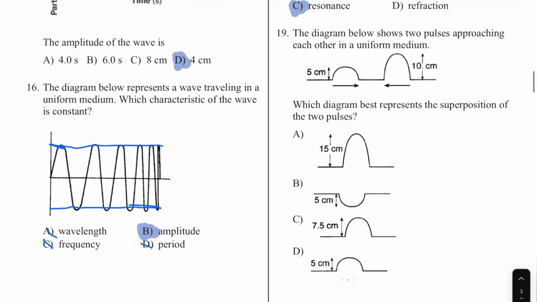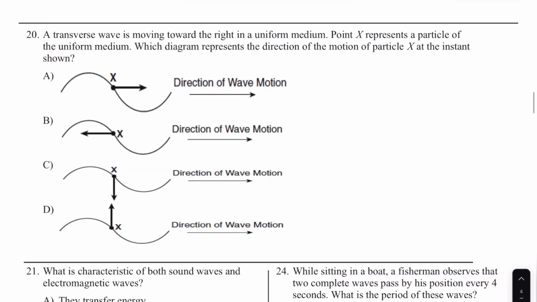19. The diagram below shows two pulses approaching each other in a uniform medium. Which diagram represents the superposition of the two pulses? This is super easy. The pulses are in the same direction, so they'll just add together. So 5 plus 10 equals 15, which is going to be choice A. Also, superposition is kind of just the same as the interference adding thing.